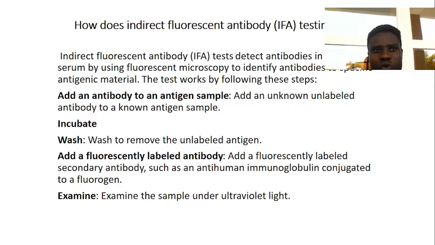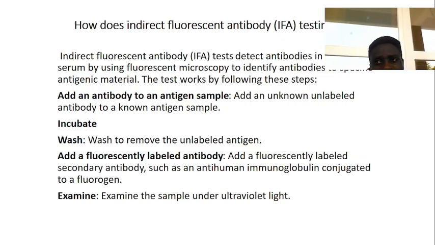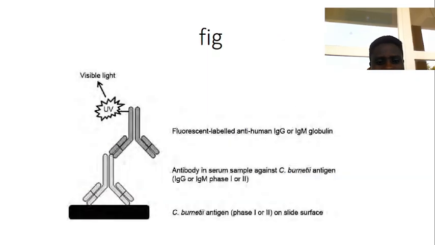The immunoglobulins help the antigen and antibody to react. Lastly, examine the sample on the slide under the fluorescent microscope with ultraviolet light. If there is fluorescence, it shows that a reaction has taken place between antigen and antibody. This is a figure that explains that.